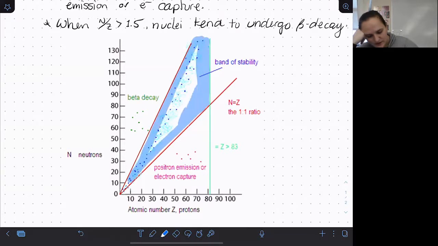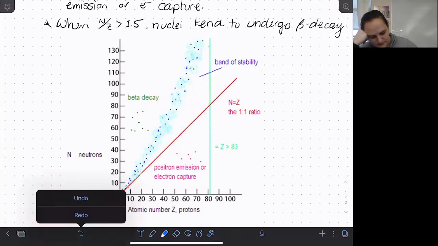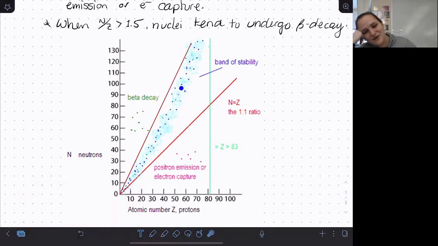Note that all of these blue dots in here represent the N to Z ratio of stable nuclei. And you do see that most of them fall within that band. There are a few outside the band down here, and there are a few outside the band up here. But for the most part, our stable nuclei do fall in this 1 to 1.5 range.